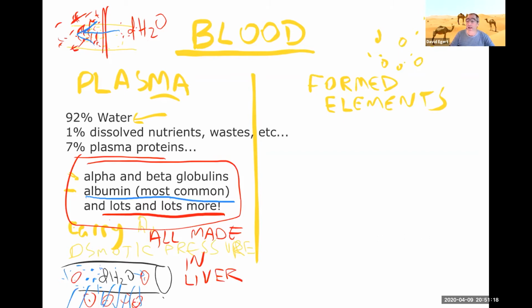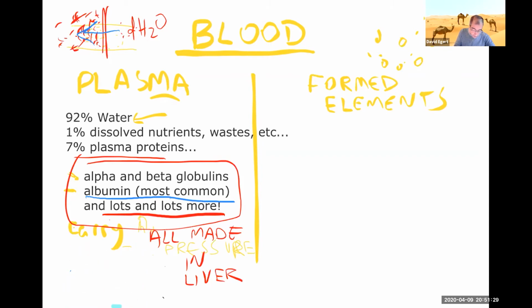There's one specialized plasma protein not made in the liver that I should mention for completeness here. I'm going to make this smaller here. Also gamma globulins, which are also known as antibodies, made by lymphocytes.